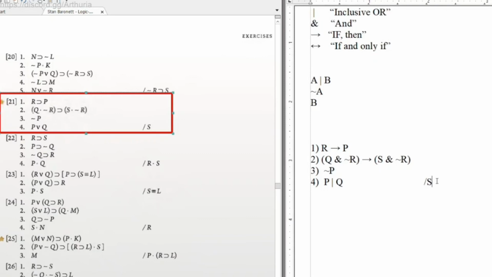You can make MT with 1 and 3. Correct. Good idea. So there are two ways to solve the problem. One way is solving the problem backwards. The other way is just applying rules until you get there. I'm a fan of both. So let's solve it by just applying rules. The first move, and I think a genuinely good one, is MT of lines 1 and 3, which gives us not R, through modus tollens of lines 1 and 3. Okay, good.